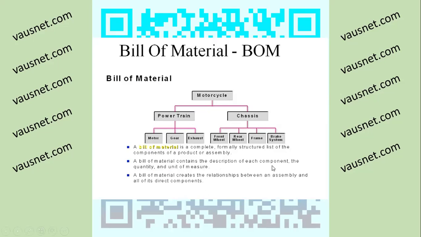A bill of material contains the description of each component. So we have material details, the quantity and unit of measure. Now, for unit of measure, motor will be one, which will be each, gear will be each, exhaust will be each, front wheels will be again each, frame will be each, and brake system will be two, front and back brakes, that will be each. Okay. So if we are dealing with chemicals, then we'll have liters or the quantity will be in drums, whatever. So the bill of material lists the quantity and the components. So the bill of material creates relationships between an assembly and its direct components.